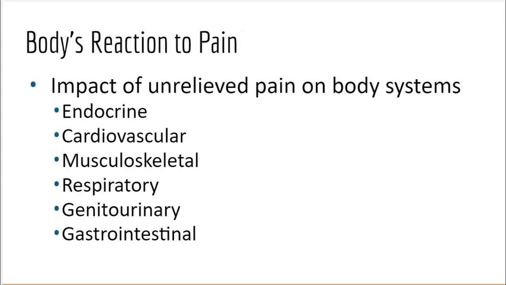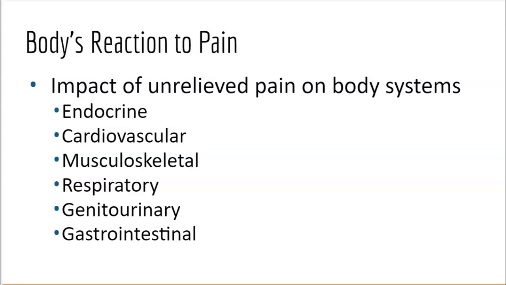How do our bodies react to pain? So pain can have a huge impact on our body systems. Unrelieved pain can cause changes in the endocrine, cardiovascular, musculoskeletal, respiratory, genitourinary, or gastrointestinal system.